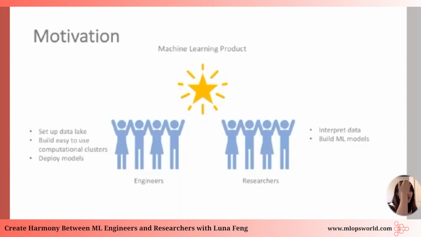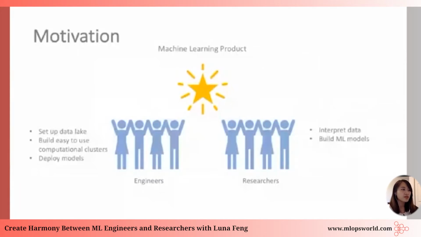So as you already may know, machine learning researchers are people who work with data and build machine learning models. They usually clean and interpret data and build models using a combination of machine learning algorithms and data. As for machine learning engineers, they do anything from data lake setup and management to building easy-to-use computational clusters for training, and finally, they need to ensure high availability deployment of those models.